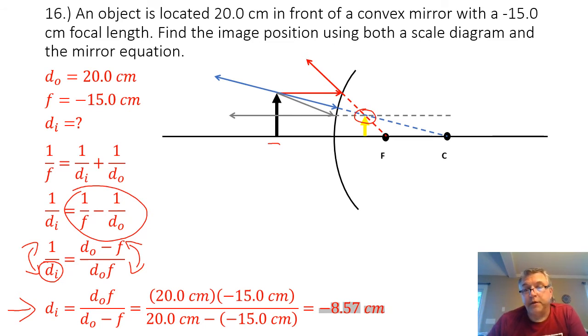A couple of things to note about that. First of all, note that my image distance is negative because the image is located behind the mirror. The image is closer to the mirror than the object is, so the image distance is also less than my object distance. The object is 20 centimeters away from the mirror, and the image is a little bit over 8.5 centimeters away from the mirror.